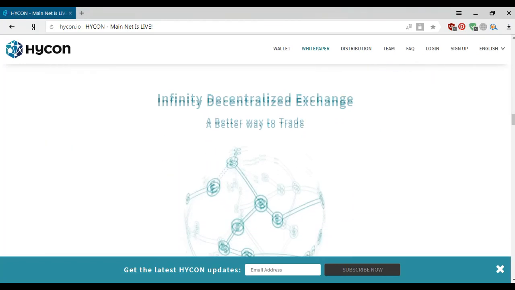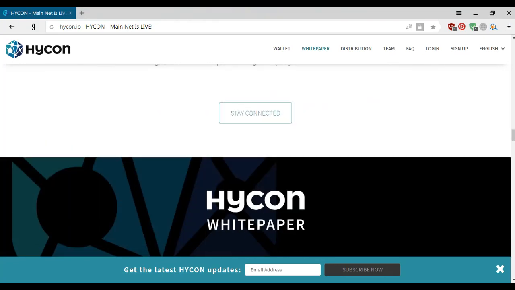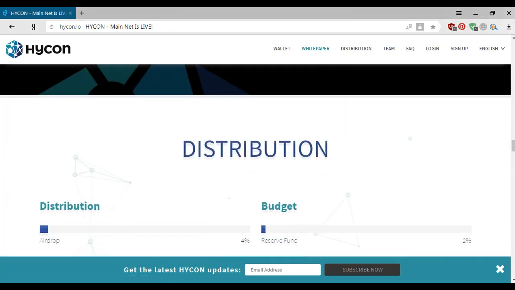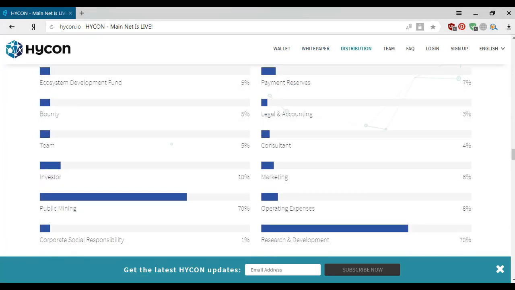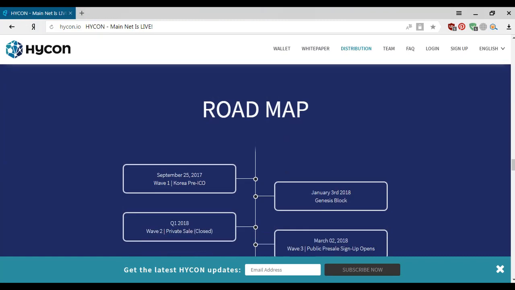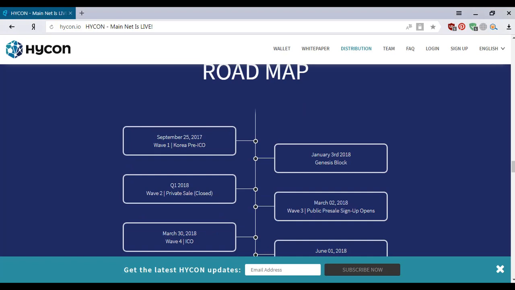So let's go up. We'll look through this already. So let's go down. Also the white paper is in English, Korean, Japanese and Chinese, but I don't understand which is where. So let's go to the roadmap of the project.